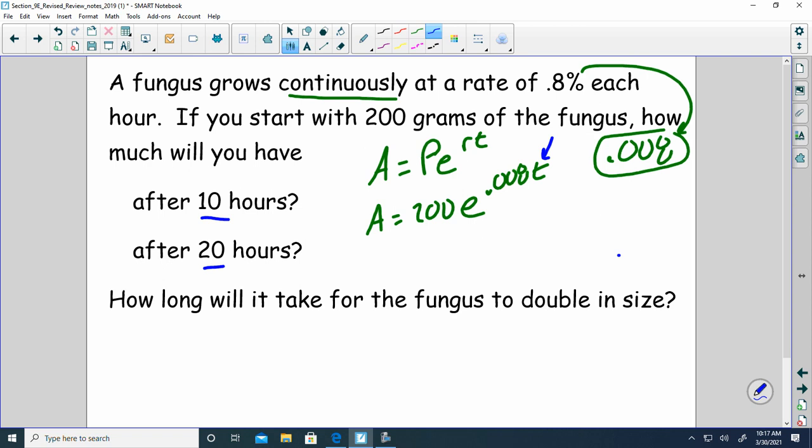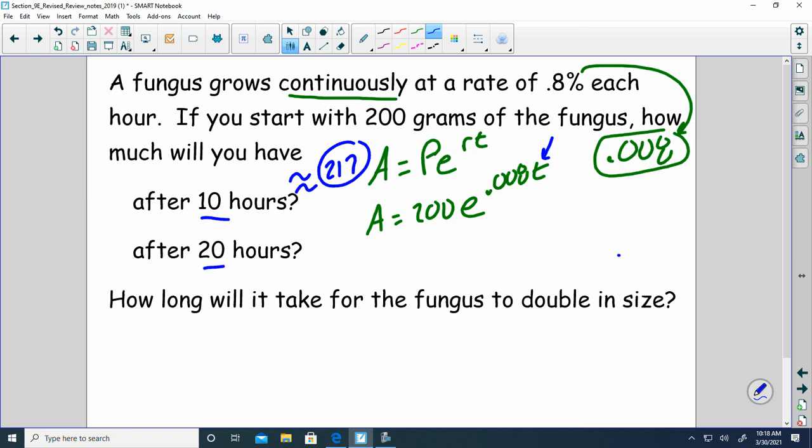If we do that on the calculator, and I'll just do it on the handheld, 200, where's my E button? There it is. e to the 0.008 times 10, where 0.008 times 10 is an exponent. This means after 10 hours we have about 217 fungus. I rounded it to the nearest whole number because I don't think we're going to have a decimal amount of fungus. And then same thing with the 20 hours.